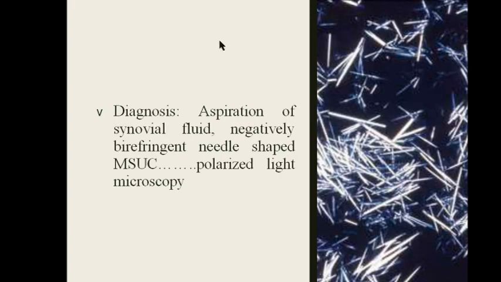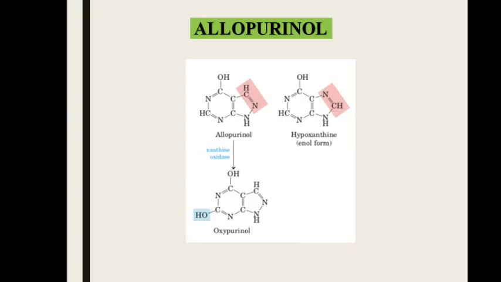How do we diagnose this gout? We have to do synovial fluid aspiration from the affected joint, and when you subject it to polarized light microscopy, you can see the needle shaped crystals. These needle shaped, negatively birefringent crystals are diagnostically peculiar for hyperuricemia, reflecting the uric acid crystals which are needle shaped. So this is about the diagnostic aspect of hyperuricemia or gout.